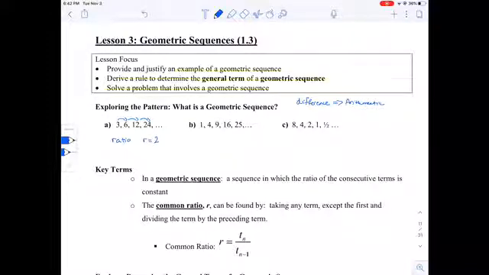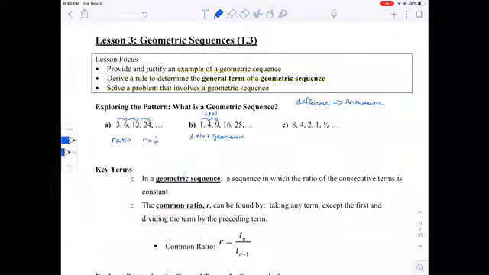Question B is not geometric because we're not multiplying by a common number. That would be times by 4, and this would be times by something else. The pattern here is actually not geometric.